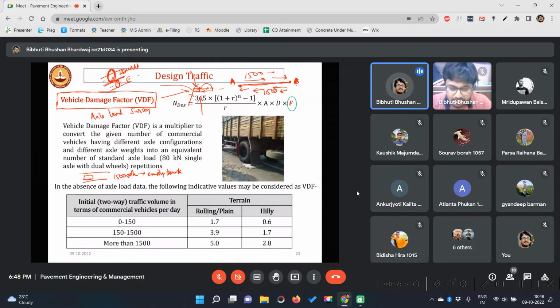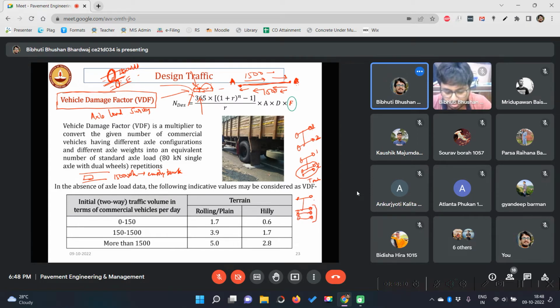In our last class, we discussed what an axle is. So this is a truck, say, from the top view. This is one axle. This is another axle. Some trucks are like this. So this is one axle, and again there are two axles, but we club them together and call it a tandem axle.